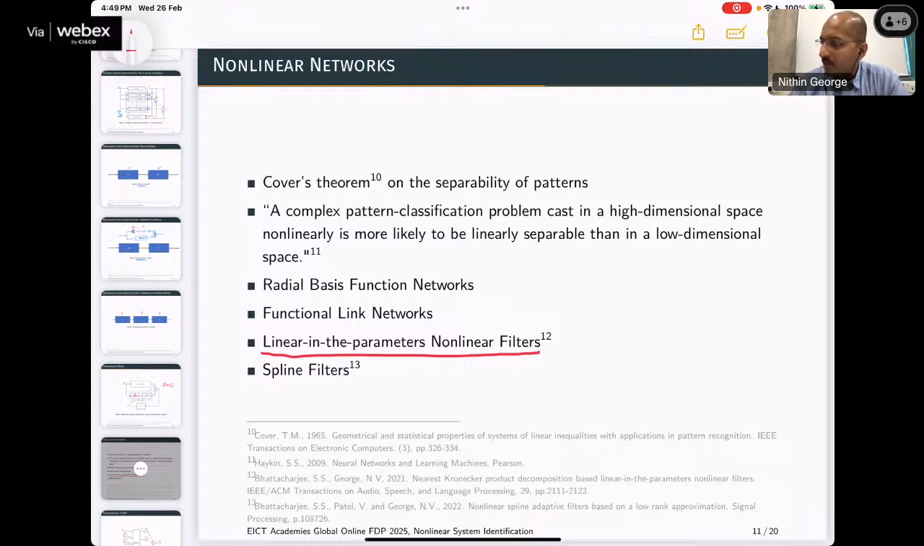And these are based on what is called Cover's theorem. Cover's theorem is there in standard neural network books. What it says is that a complex pattern classification problem cast in a high dimensional space non-linearly is more likely to be linearly separable than in a low dimensional space. So there is some low dimensional space, there is some high dimensional space, and you go from the low dimensional space to the high dimensional space non-linearly, and once you go to the higher dimensional space, your problem is more likely to be linearly separable, much simpler, you can assume, than in a lower dimensional space. That is the idea of Cover's theorem.